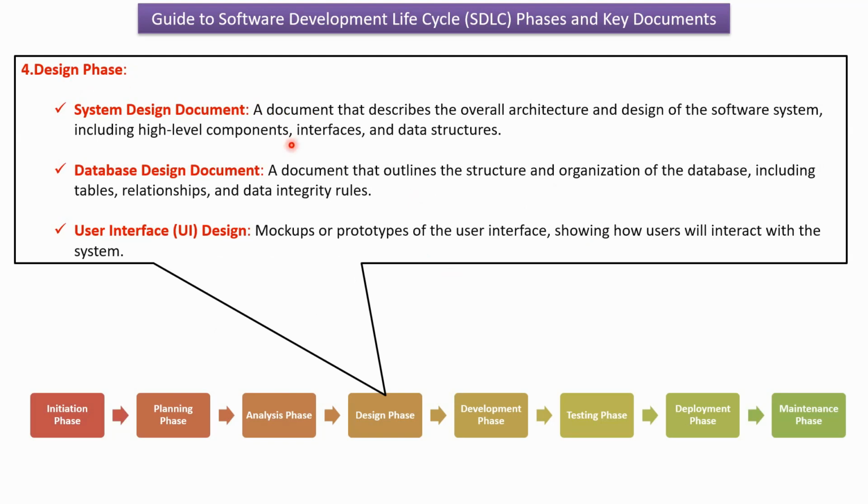The first one is the system design document, a document that describes the overall architecture and design of the software system, including high level components, interfaces, and data structures. The second one is the database design document. This document outlines the structure and organization of the database, including tables, relationships, and data integrity rules.